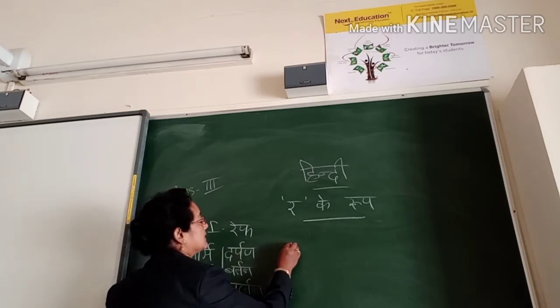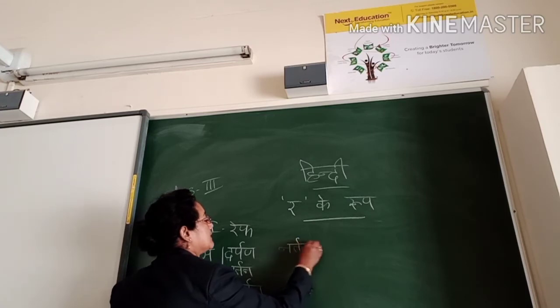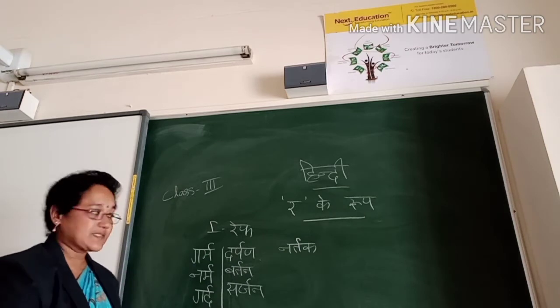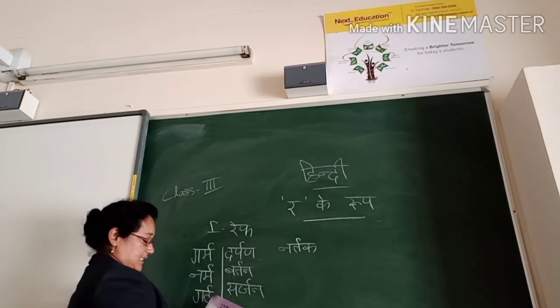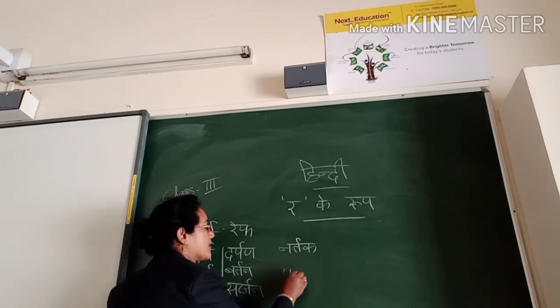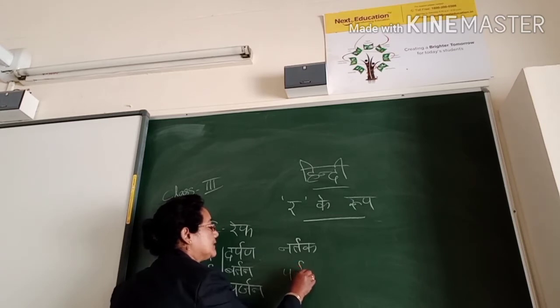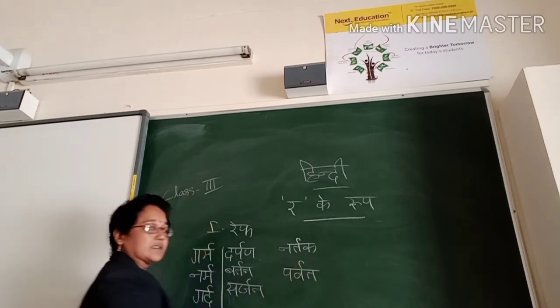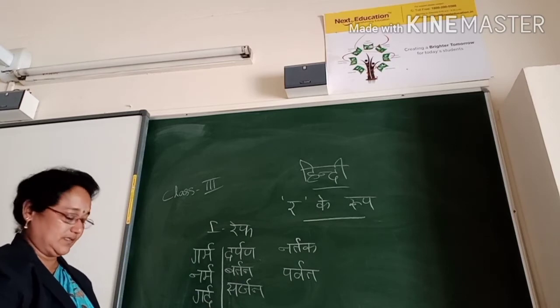Next, Nartar. Urta. Above the Ta letter, the Rev symbol is given: Nartar. Next, Parvat. Urva, Parvat.